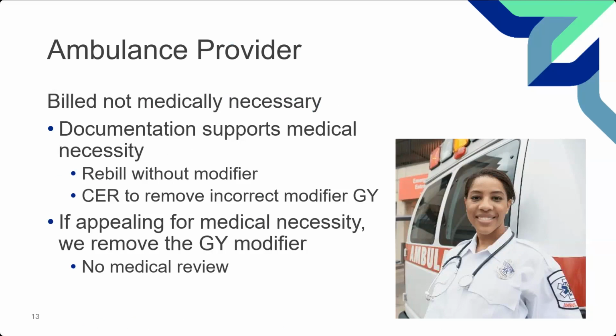Well, now you're going to do an internal audit and you find out, wait, this documentation really does support it. Or we missed something in the initial review. Now we shouldn't have billed the GY. This is where you should rebill it without the GY modifier. Or again, if you happen to be using the condition code, go in and correct the claim if you can. And if not, use the clerical error reopening or SIR feature on our website to remove the incorrectly billed modifier GY.